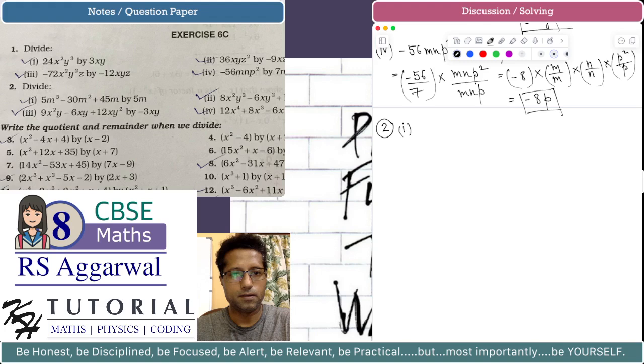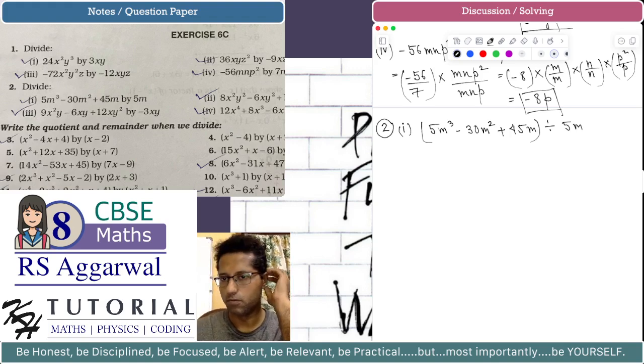We have to find the polynomial 5m cube minus 30 m square plus 45 m. We have to divide it by the monomial 5m. So how do we do this? How do we divide a polynomial by a monomial? We divide all the terms by the monomial and add the results.